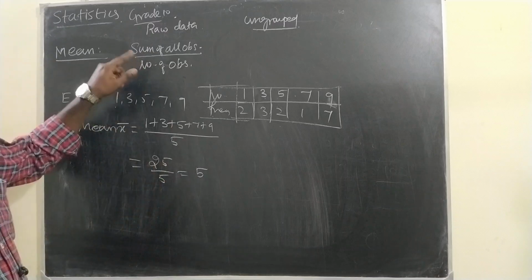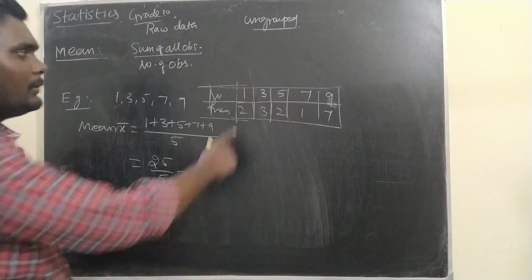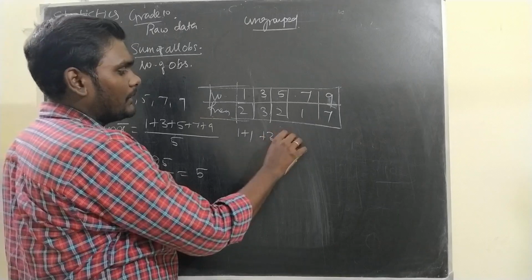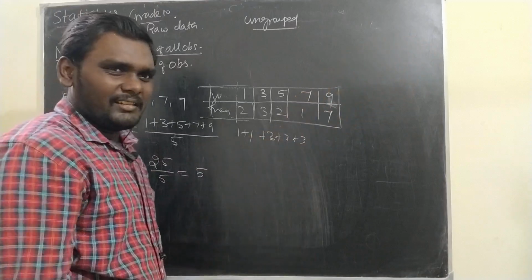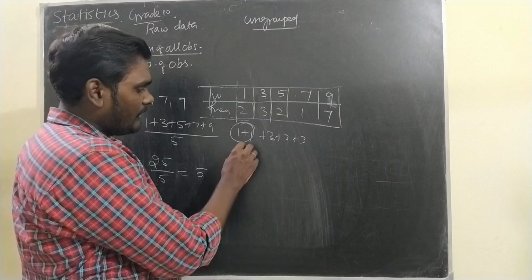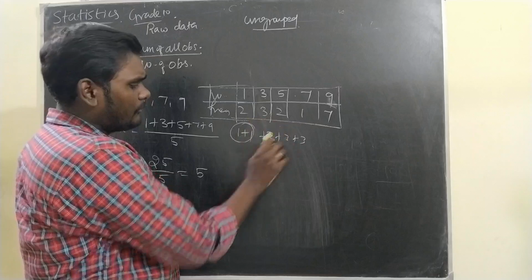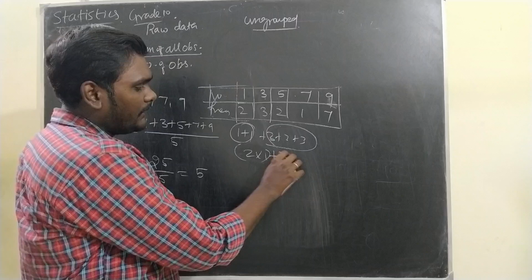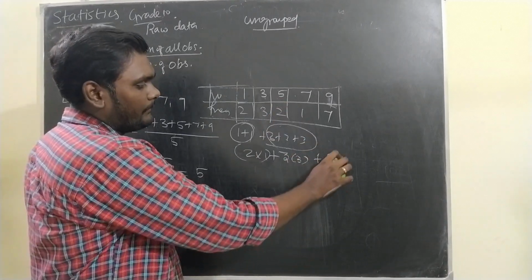Here also the formula is the same: sum of all observations by number of observations. When you add 1, it comes 2 times, right? So it should be 1 plus 1. 3 means 3 plus 3 plus 3. But this is a big thing to do. So instead of adding 1 two times, we can multiply 1 with 2, or 2 times 1. Plus, instead of adding 3 three times, we can write 3 times 3. Same way, 5 comes how many times?